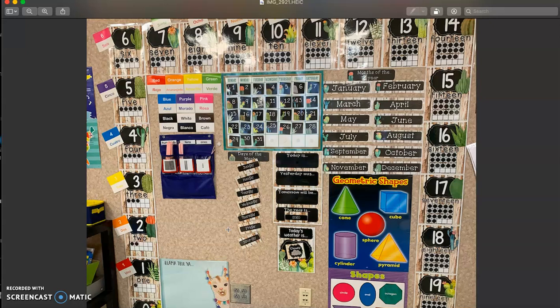Very good. What about red? How do we say red in Spanish? Rojo. Very good. What about green? Verde. What about blue? Azul. What about pink? Rosa. White. Blanco. And brown. Cafe. Very good.